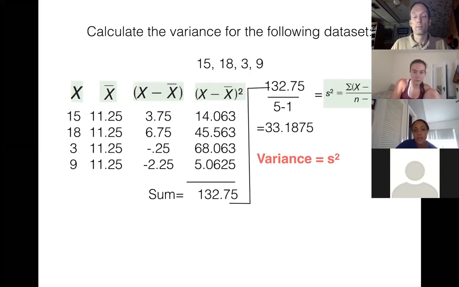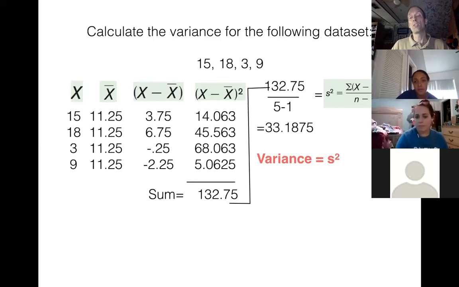Professor, where did you get 11.25 from? Let's see. The 11.25 was the average I got for all the 4 numbers there. Okay, I'm actually really glad you asked that. That's going to bring us straight into something very important.